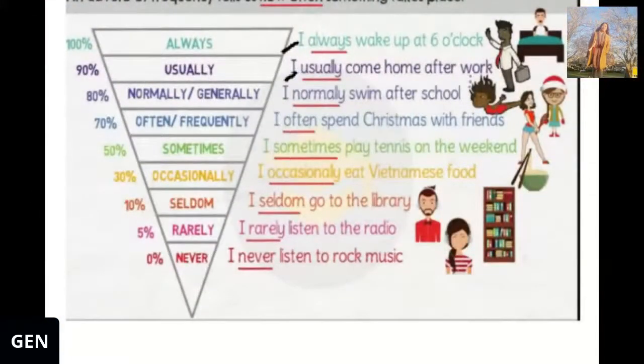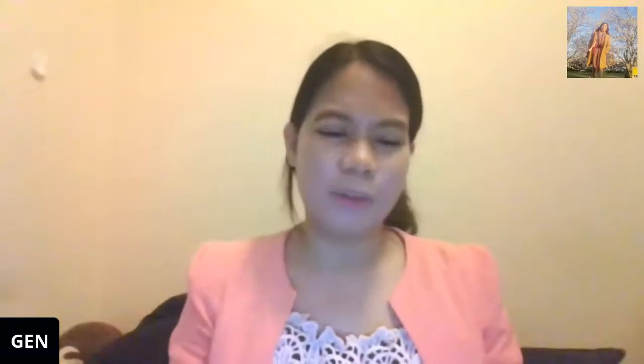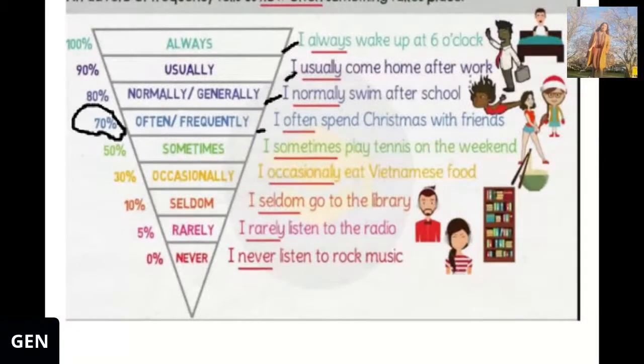Let's move on to 80%. Normally or generally, I swim after school. Next, 70%: I frequently spend Christmas with friends. So frequently or often. As you notice, there is 70% there, so it would be very easy for you to understand. So not really often, I mean, it's often or frequently. So maybe in 1 week you spend Christmas for just a little time, not very often, just often.